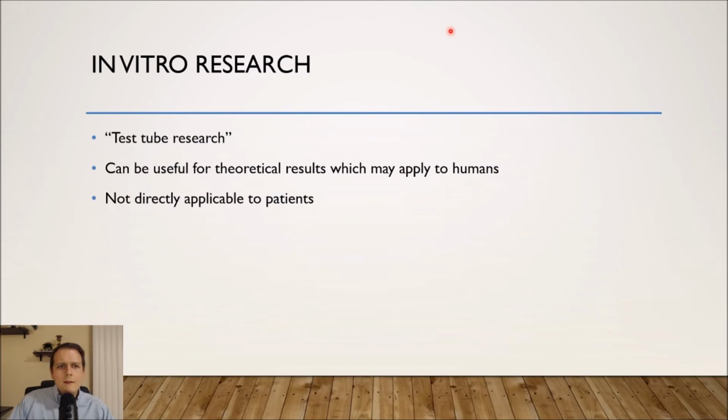So getting into the in vitro research, as I mentioned, this is test tube research. It's good for theoretical results, which may be able to apply back to humans, but unfortunately, things done in a test tube may not directly be applicable to patients, right? Patients are much different in vivo than you would see with, say, culturing human cells to test in vitro, right? But you can get some useful information. But you probably won't have too many of these studies come up for your topics, but it depends on what your topic is.